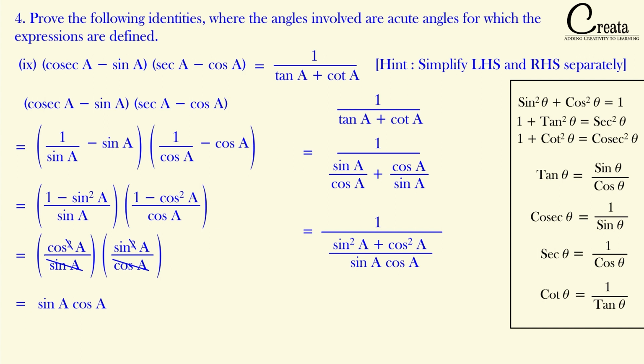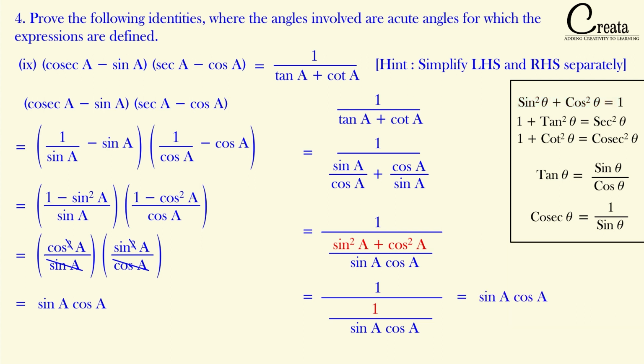We got sine square A plus cos square A. Further, this sine square A plus cos square A resembles our first trigonometric identity, which is equal to 1. So we got sine square A plus cos square A is equal to 1. Let's replace it. So we got sine A into cos A. That is the answer. Our left hand side and right hand side both match each other. So we are done with part 9.